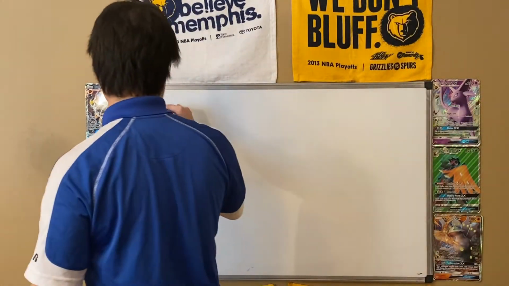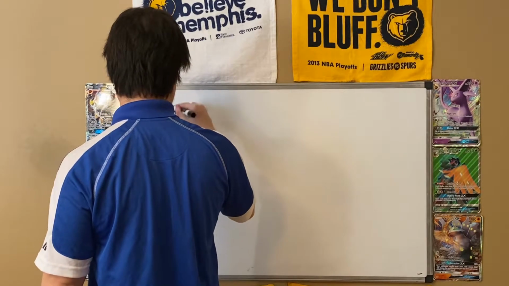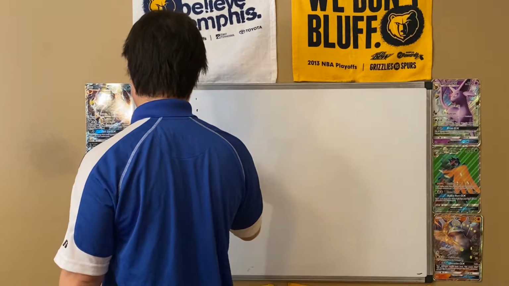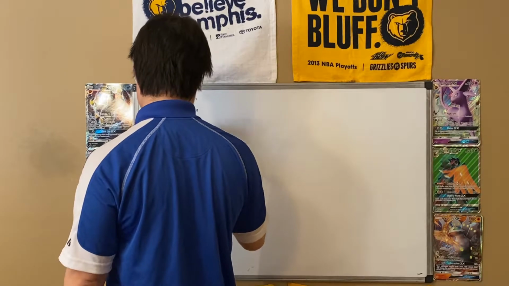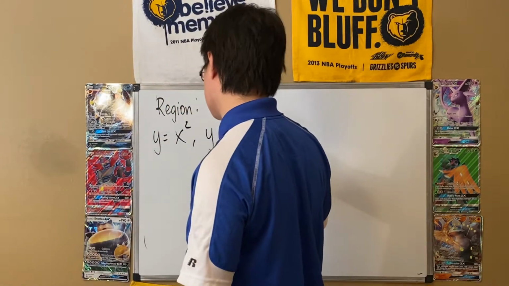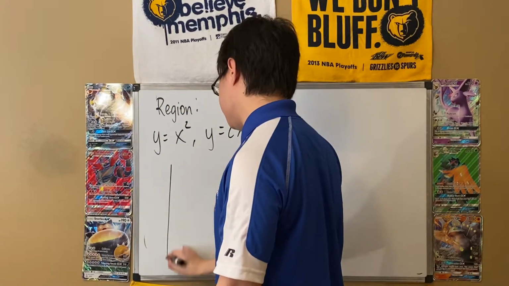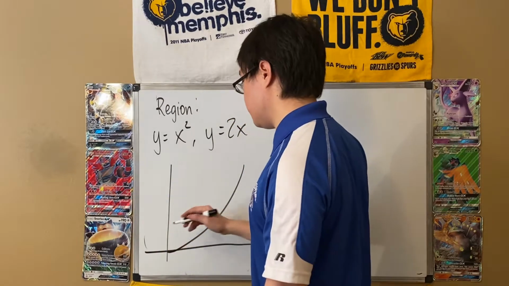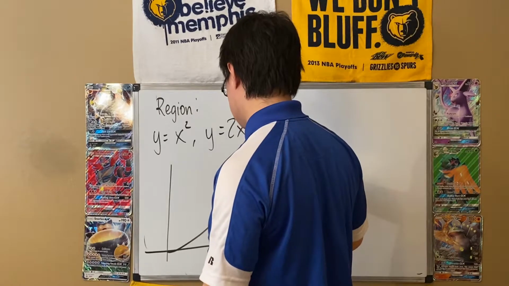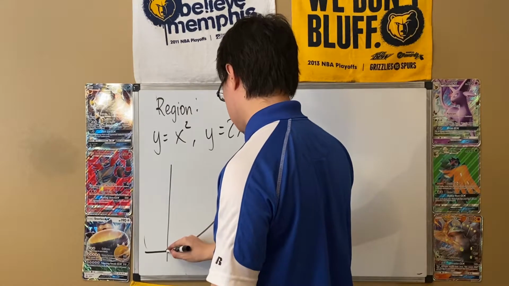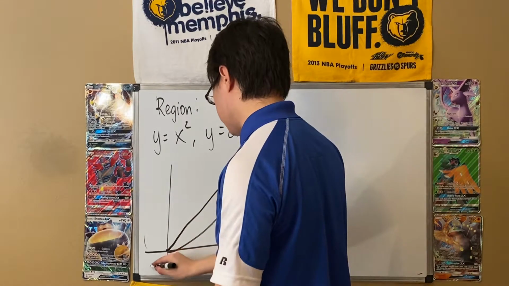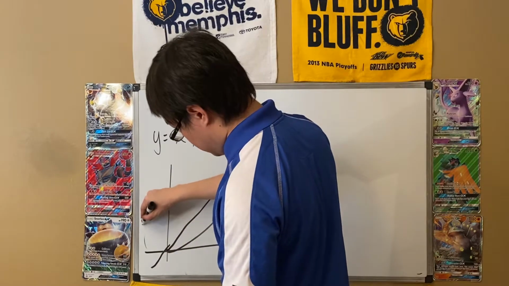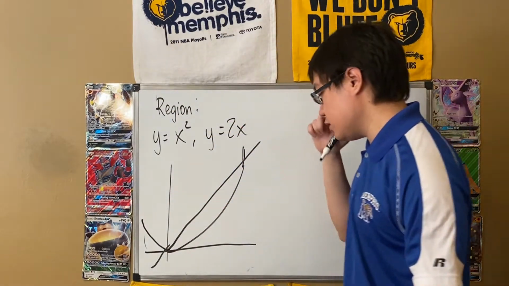So the first one I'm going to do is the region bounded by y is equal to x squared, and then y is equal to 2x. So let's draw a region right here. So x squared looks like this. It goes over here, but because 2x sort of bounds it, we can draw the line 2x. These functions, of course, go forever, but this is going to be my region right here.